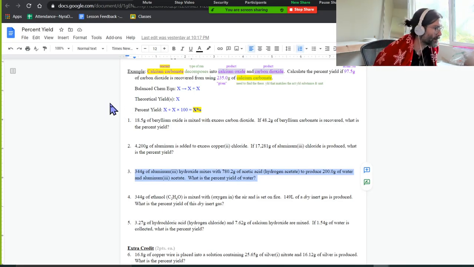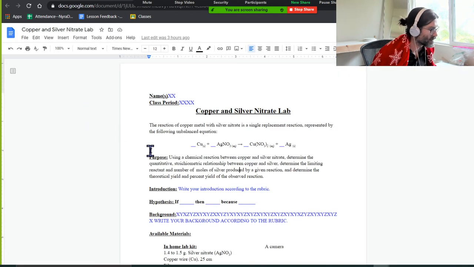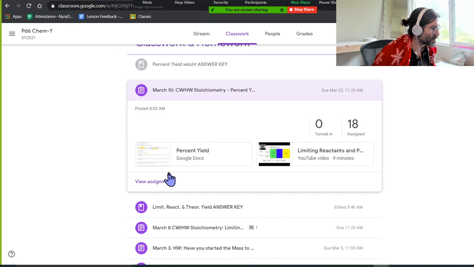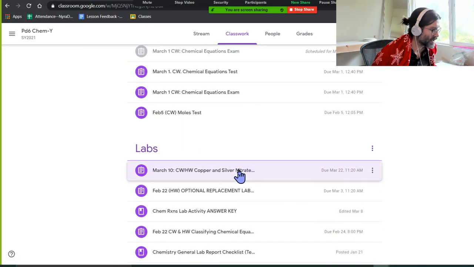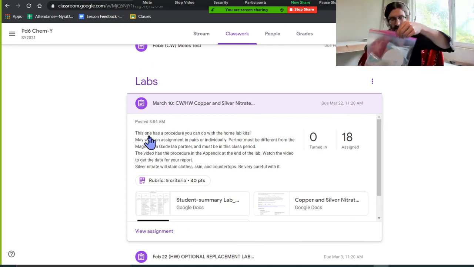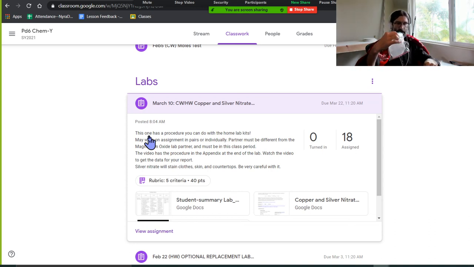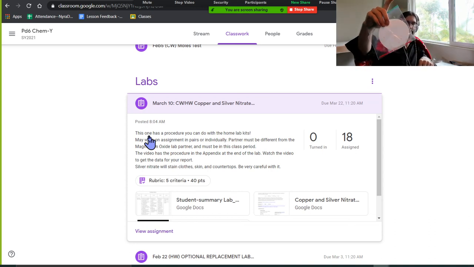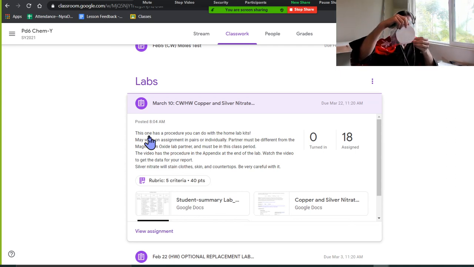Let's look at the lab. This one has a procedure you can do with your home lab kit. It's this thing here, and it has a filter paper and a piece of copper wire and a coffee stirrer and a little bag of a white crystalline solid. It's the one with the copper wire and the filter paper.